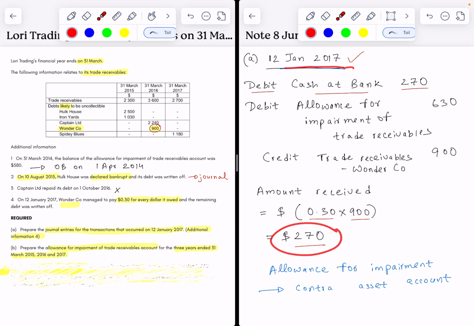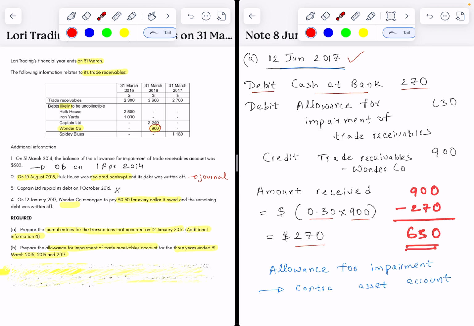Now, bank account is an asset account. When assets go up in value, we debit them. Therefore, we debit the cash at bank account by $270 to reflect that increase. Now, at the same time, because we know that $630 is remaining after $270 has been received, how do we get 630? So 900 being the original amount minus 270, which we have already received, we are now left with $630. So this $630 is a guaranteed confirmation that we are not going to receive, right?